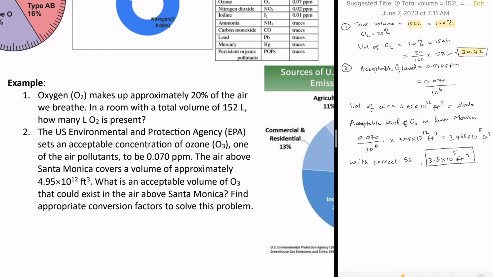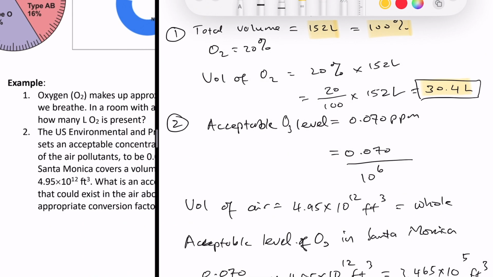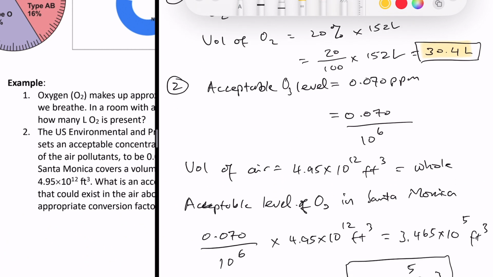Now, it says find appropriate conversion factors. If you need to, you can do that. I don't think you need to in this particular case. The way you want to think about this is pretty much the same as the previous problem. The only difference is that earlier we had it expressed as a percentage, parts over a whole. Now we have it as parts per million because it's a much smaller level of contaminants that's allowed. So you can only have that much ozone in your sample.